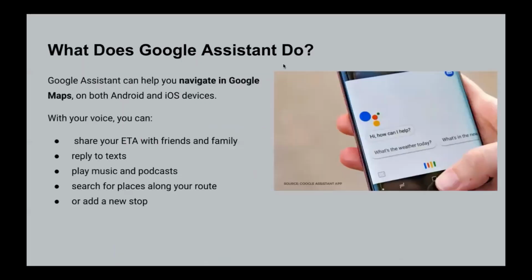So Google Assistant can help you navigate in Google Maps on both Android and iOS devices. With your voice, you can share your ETA with your friends and family. You can also reply to some text messages. You can play some music and podcasts. You can also search for places along your route, or you can add a new stop.